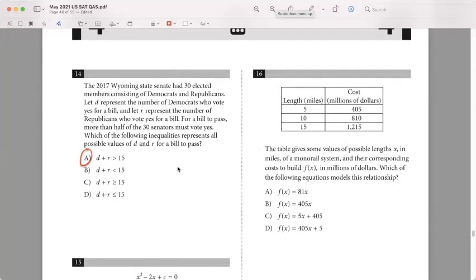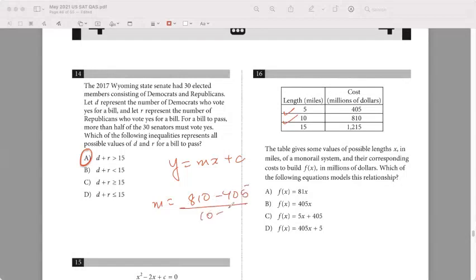So we can use y is equal to mx plus c, where m can be found with these two sets of points: 810 minus 405 divided by 10 minus 5. So that's 405 divided by 5, which is 81, right? So m is 81. And the only option with m 81 is option A. So that should be my answer.